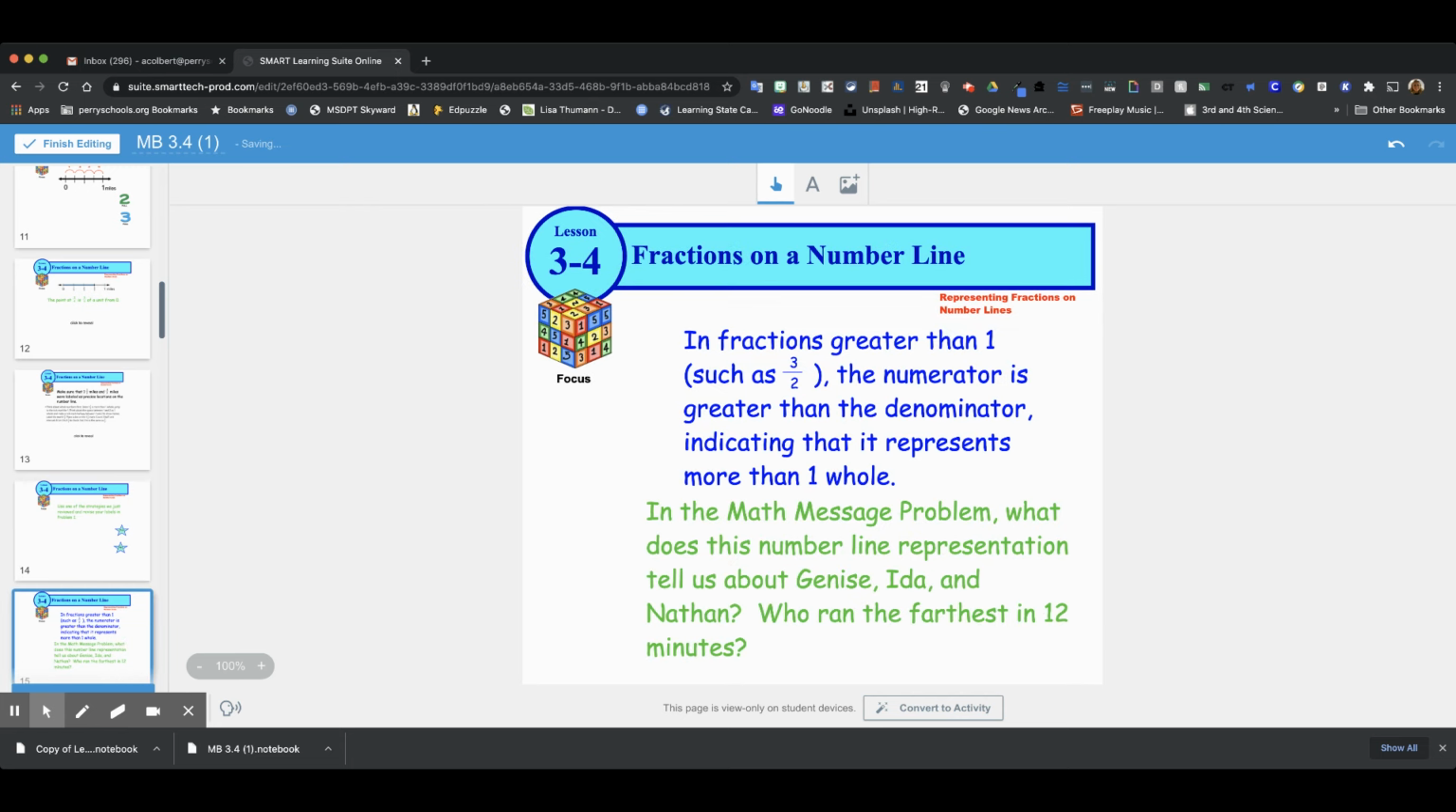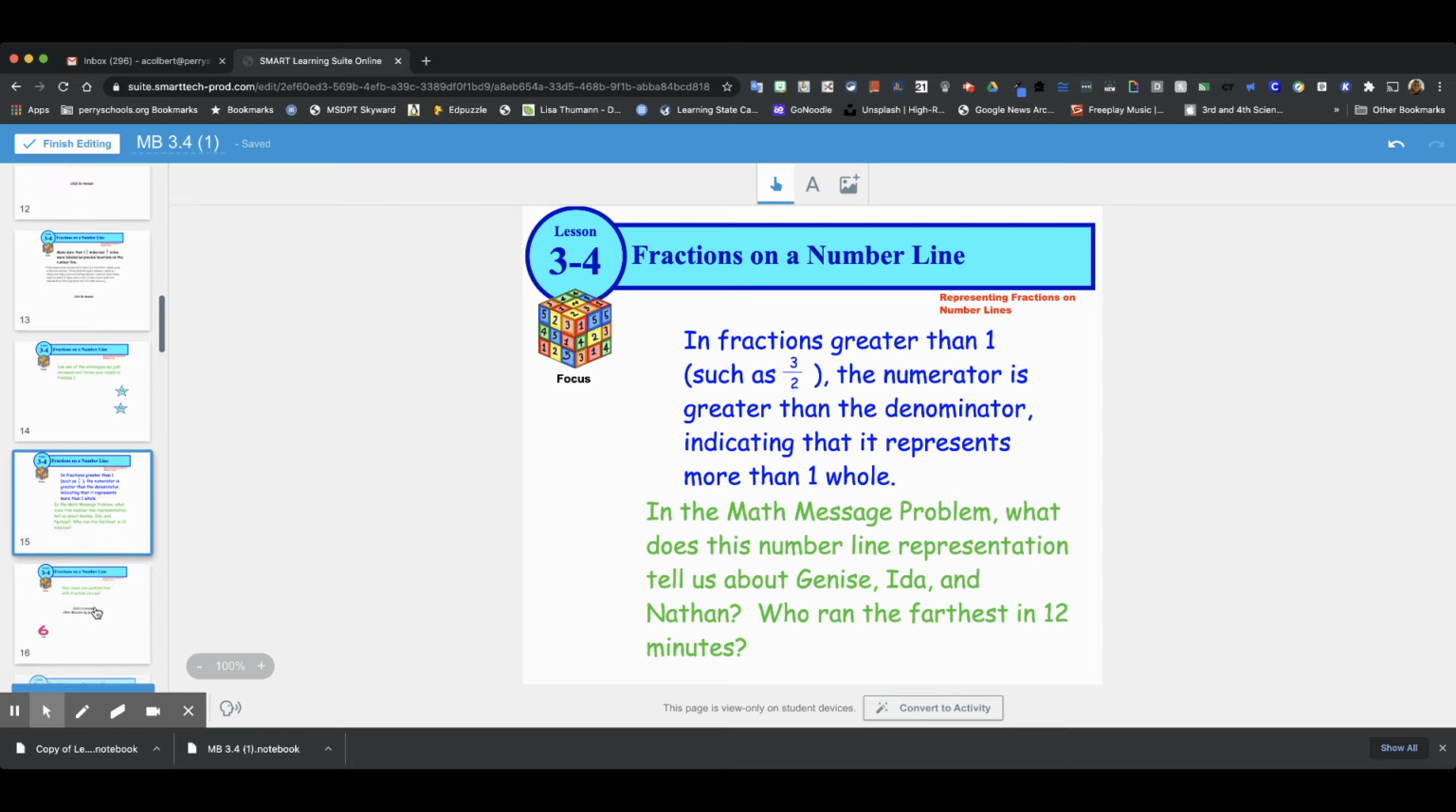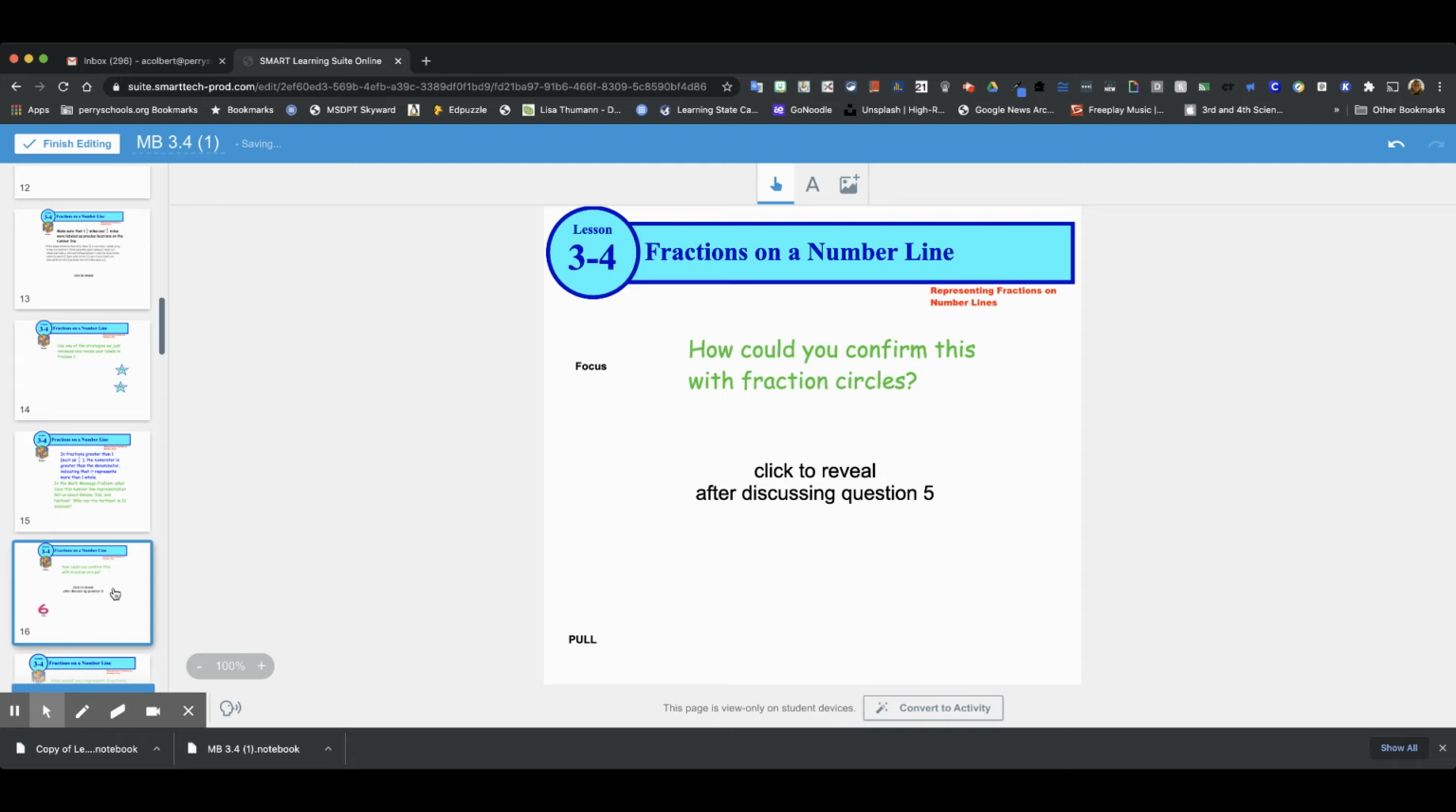So when we think about fractions that are greater than 1, such as the example of 3 halves, the numerator is greater than the denominator. That is telling us that it represents more than one whole. In the math message problem that we just did, the number line representation for Janice, Ida, and Nathan, which one would represent this? Who went the farthest in 12 minutes? How can you confirm this with your fraction circles?